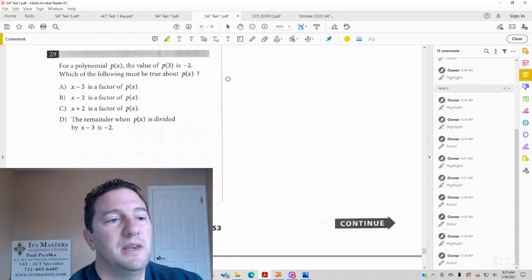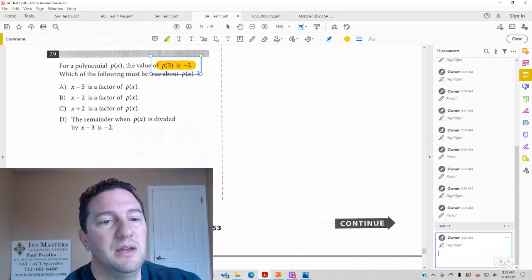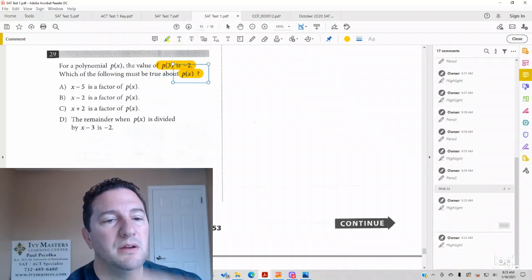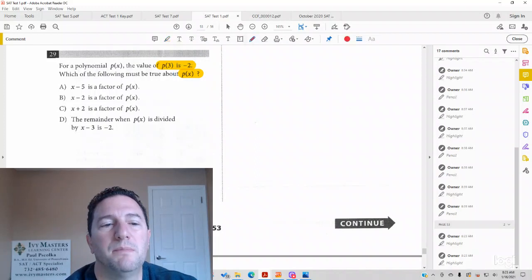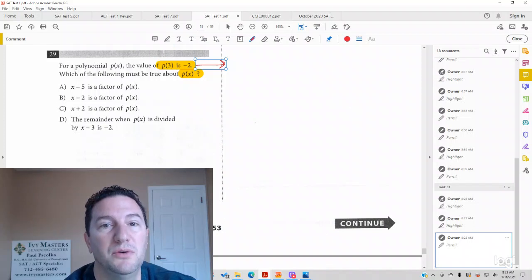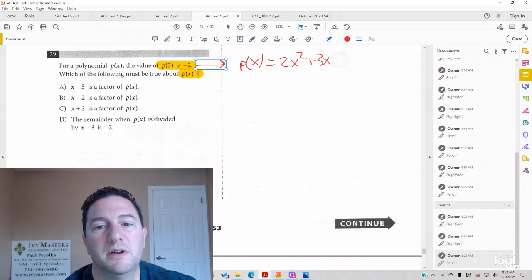So for number 29, it reads, for the polynomial p of x, p of 3 is -2. Which of the following must be true about p of x? What I'm going to do is make up a polynomial where p of 3, meaning plugging 3 in for x, will give you -2. That polynomial is going to be, let's say, p of x equals 2x squared plus 3x minus 29.